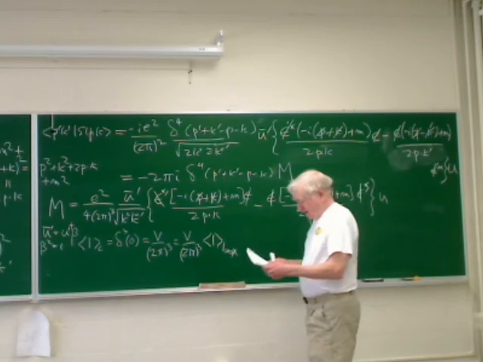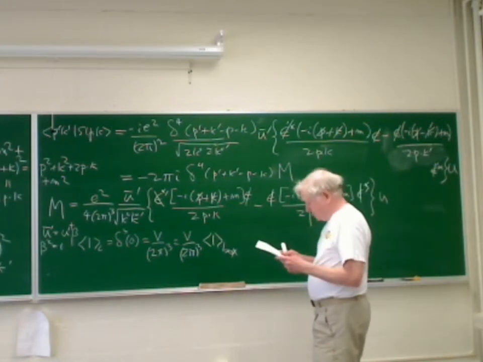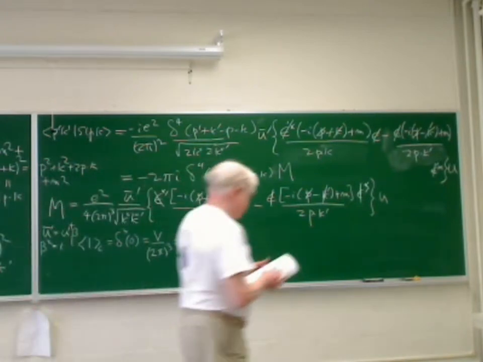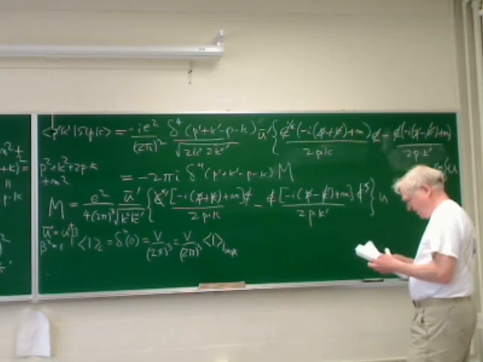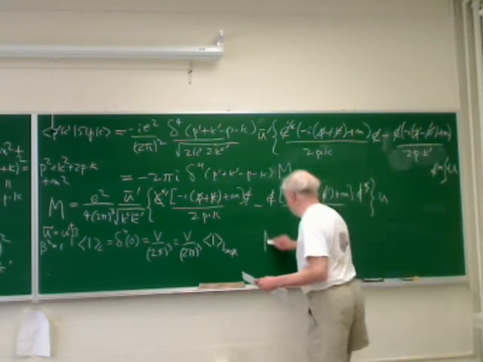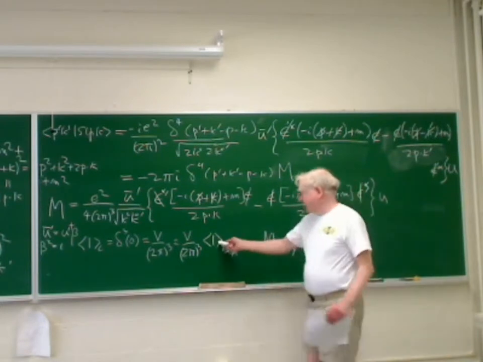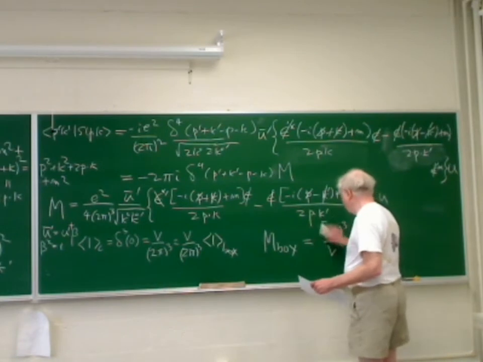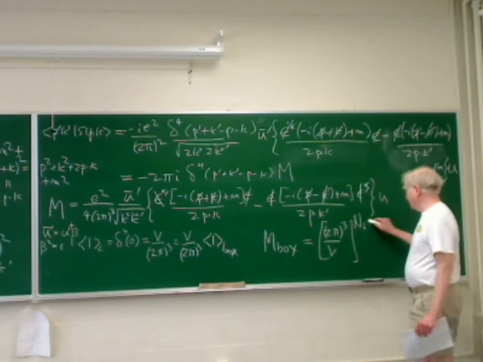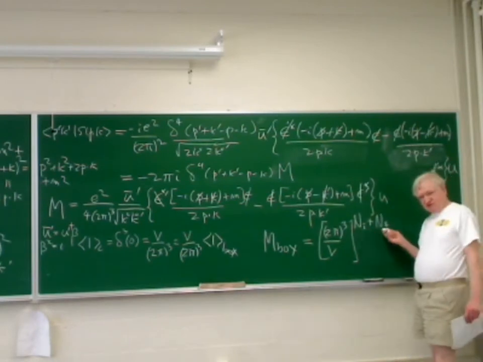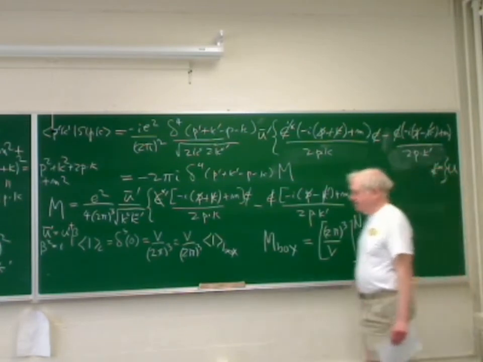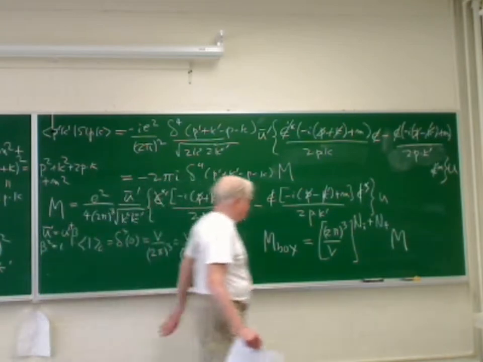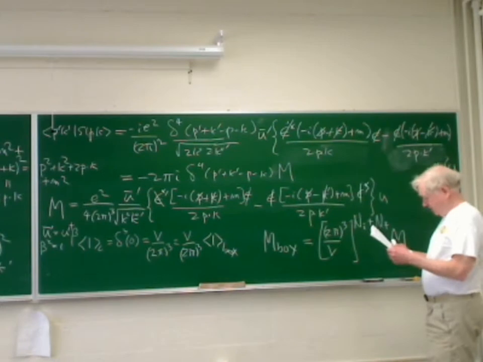So to revert to box normalization, what we want is M box. And M box then has these factors in it. And so it is 2 pi q over V raised to the power of the number of initial state particles plus the number of final state particles, times M, which is M continuum. So what that does is it turns the continuum normalization into box normalization. So now we have something that is of normal size.